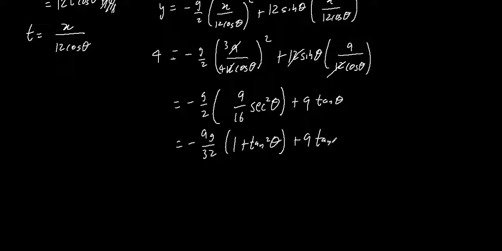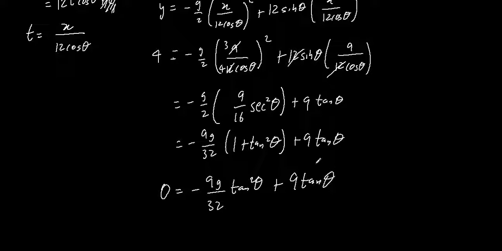9 tan theta. Okay, now for the quadratic formula or the quadratic to work in total, this needs to be a 0. So then we'll have 0 is equal to, now subtract 4 on both sides. That's what I'm doing. So then I want to write this in a full quadratic form. So I have minus 9g over 32 tan squared theta. Now I have a plus 9 tan theta. I still have to remember this guy. That's a minus 9g on 32 minus 4.